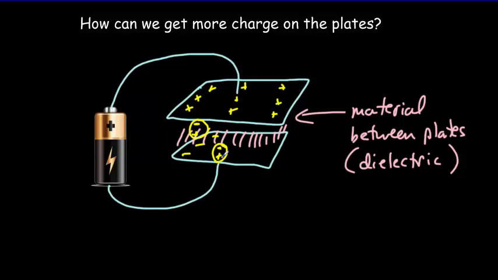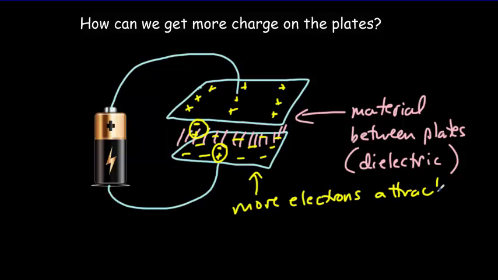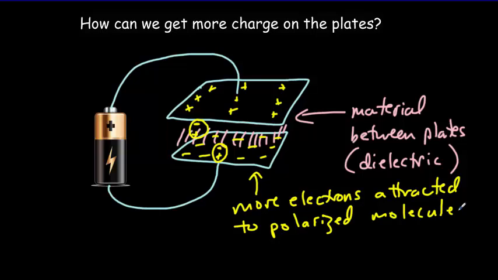And now you can see you have this layer of polarized molecules with the positive side closer to the negative plate. And what that's going to do is attract more electrons. So you'll get more electrons coming to this plate because they're attracted to the polarized molecules. So now we've got 4 different methods to increase the charge on the plate. We can increase the voltage, we can increase the area, we can decrease the distance between the plates, or we can put a dielectric in between the plates.